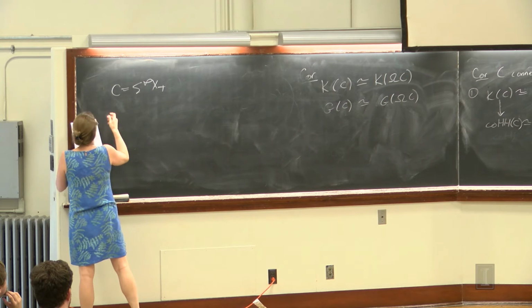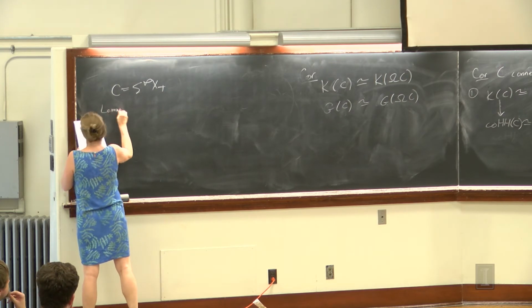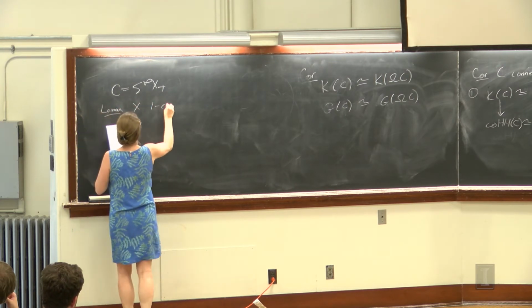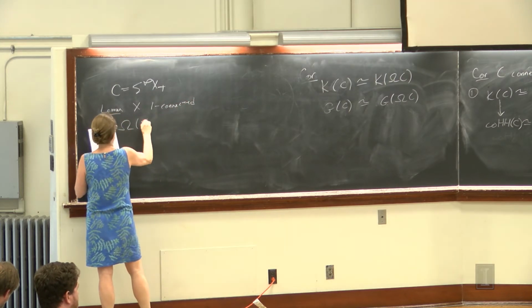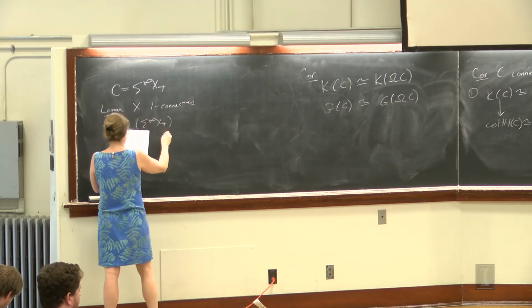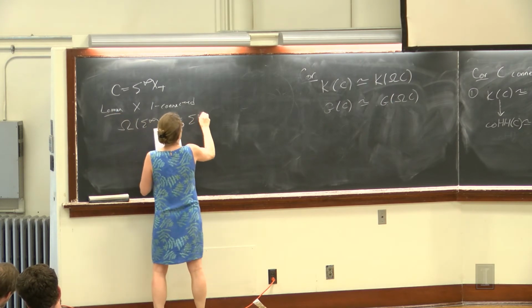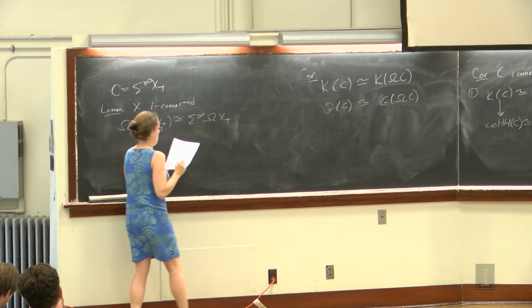First I want to mention that when X is one connected, then the cobar construction on the suspension spectrum of X gives us the suspension spectrum on loops X.